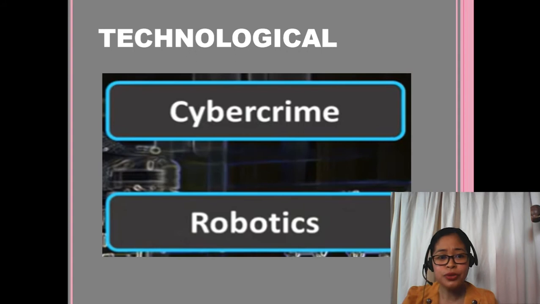Now let's go to the technological. Okay, so we have here the cybercrime. As nowadays technology booms so much, all right, so we have here the robotics. So we can hear that some countries are using robots as their pickers in their warehouse.